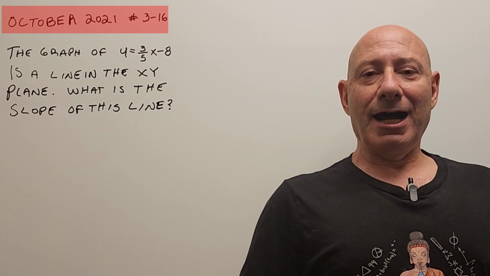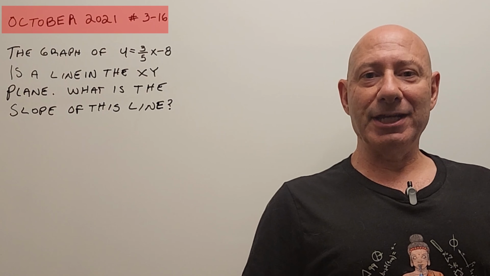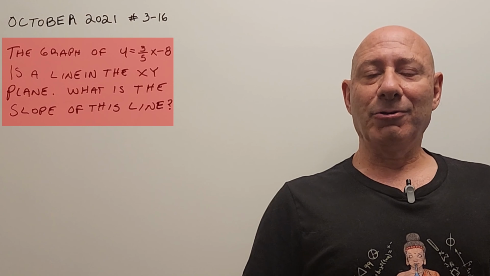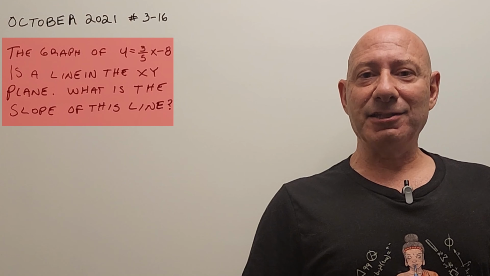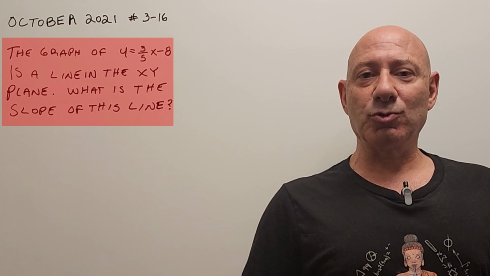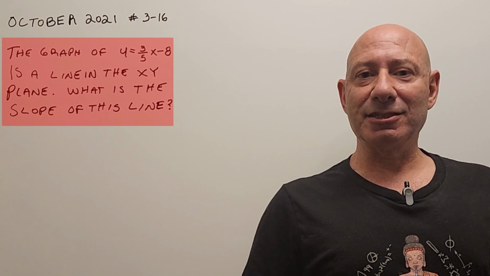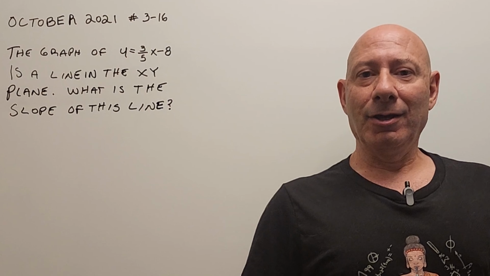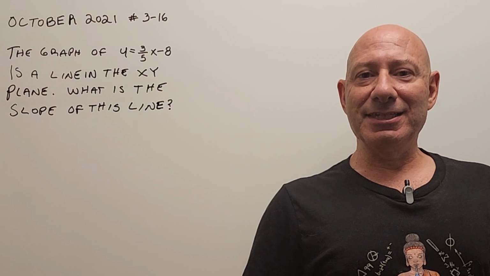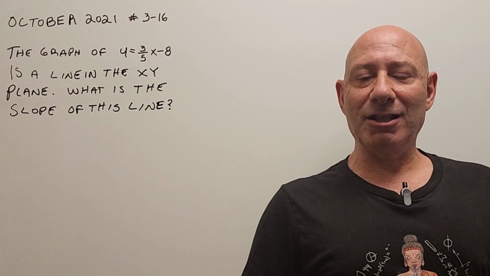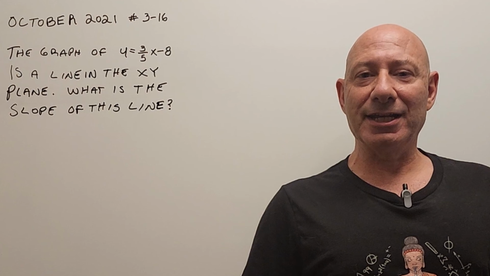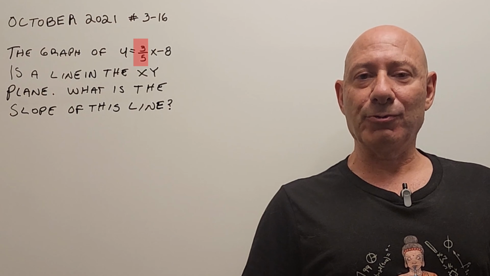Here's a question from the October 2021 exam. It's question 316. The graph of y equals 3/5 x minus 8 is a line in the xy plane. What is the slope of this line? Well, again, when the equation is in this form, it's really easy to find the slope. We just pluck it right out of the equation. It's the coefficient of x, or 3/5.